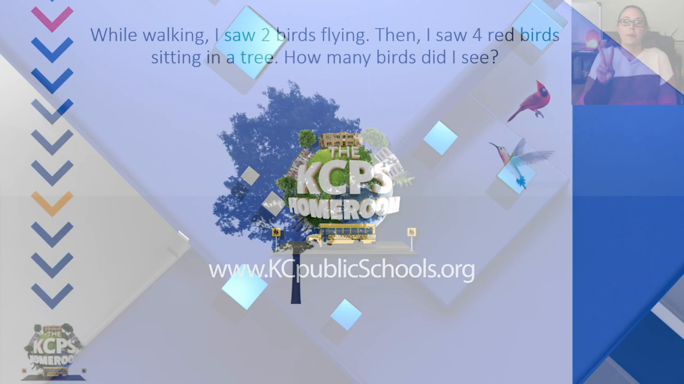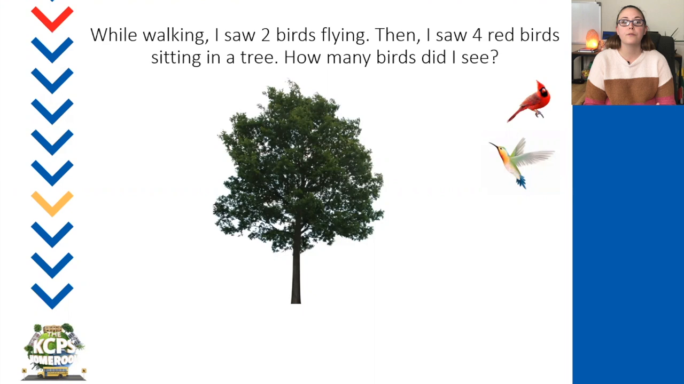We are going to be talking about two problems. They're both going to be story problems. So the first thing we have to do is read the story from start to finish. Then we'll talk about the next steps. Let's read together. While walking, I saw two birds flying. Then I saw four red birds sitting in a tree. How many birds did I see?